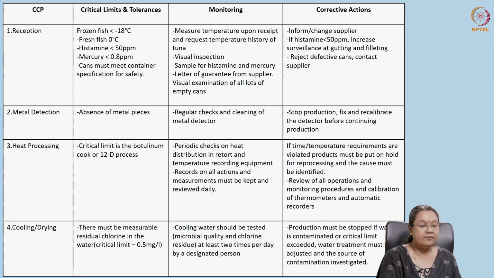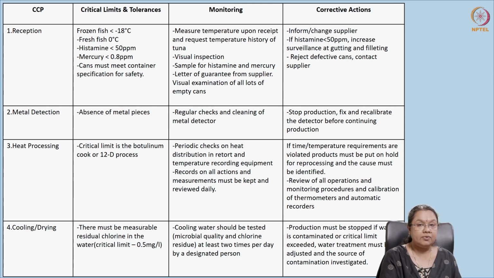In the case of canning, 4 CCPs are there. The first one is at the reception, where we have to check whether it is meeting the critical limits. If we are bringing frozen fish, the temperature should be below minus 18 degrees centigrade. If you are going to use fresh fish, then it should be in chilled conditions. Also, the histamine content should be below 50 ppm, and mercury should be within the limits, below 0.8 ppm.